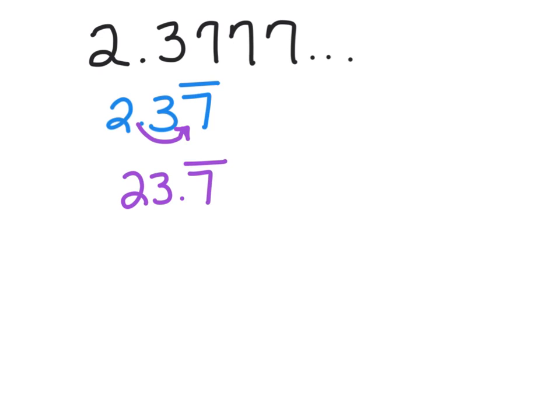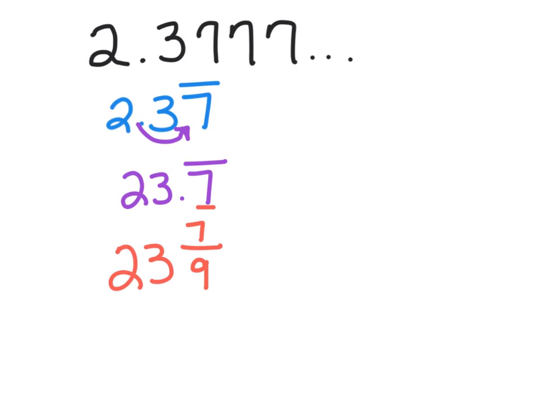Okay, let's try another one. So I see 2.3 and the 7 is repeating. Our issue is that there's a number before the repeating begins. There's this 3 before that starts. So let's go ahead and move the decimal over 1 spot. Now it's going to say 23.7 repeating. Now we're going to rewrite that as a fraction. 23 and 7 over, now this is in the 10th spot, so 1 less than that is 9.